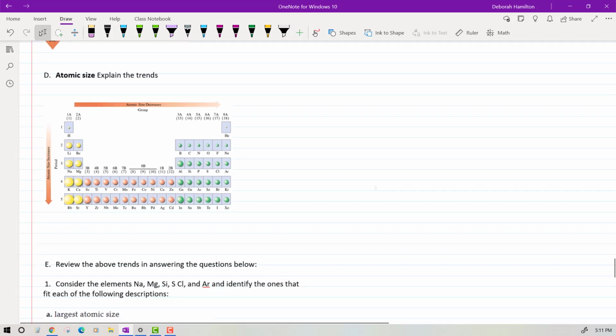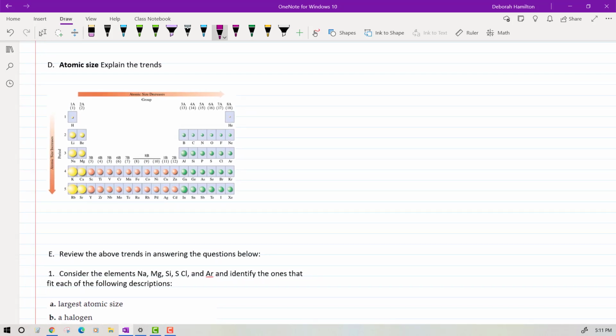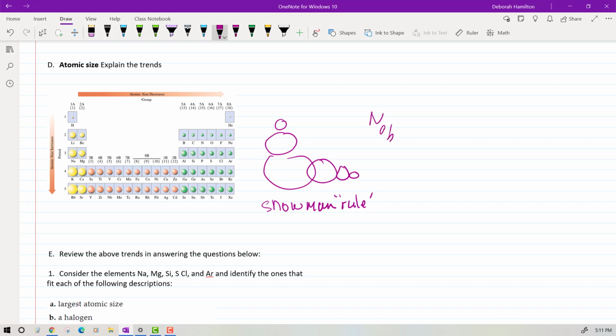Atomic size, if we take a look at the atoms, it makes sense that they're getting larger as they go down because you're adding a main level of energy as you go down. All right, and as you go across, it might not be as easy to think about. They tend to get smaller as you go from left to right. I call this the snowman rule. It's easy to remember. The snowman is bowing to the noble gases, because the noble gases are over here.